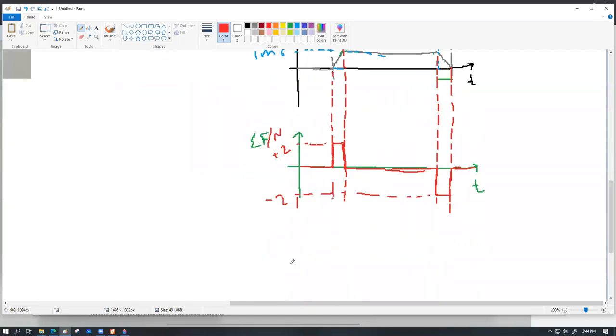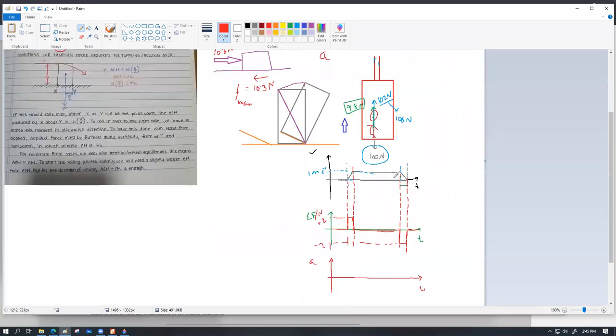If I want to draw the acceleration versus time graph from this force versus time graph, how would that graph look like? If I want to draw that, how would that look like? I'm gonna zoom out a little bit so that you can see the whole figure. So just like the force graph? Shape wise, how about values?